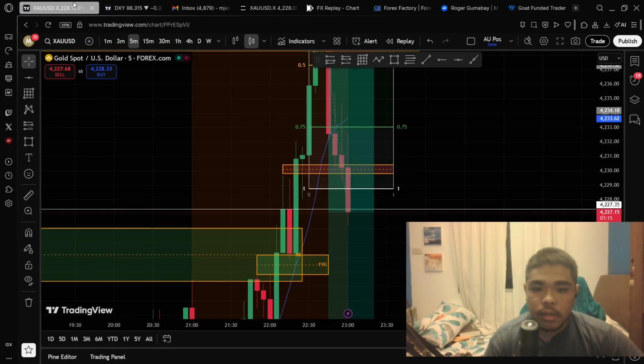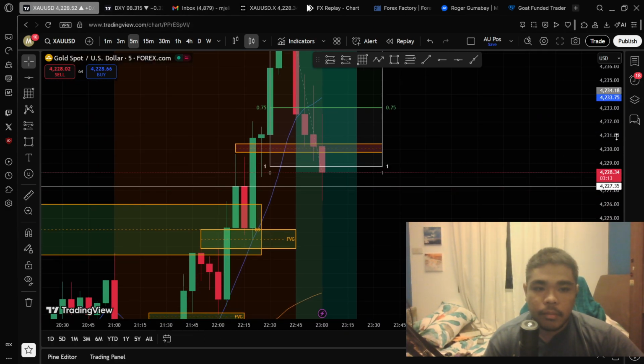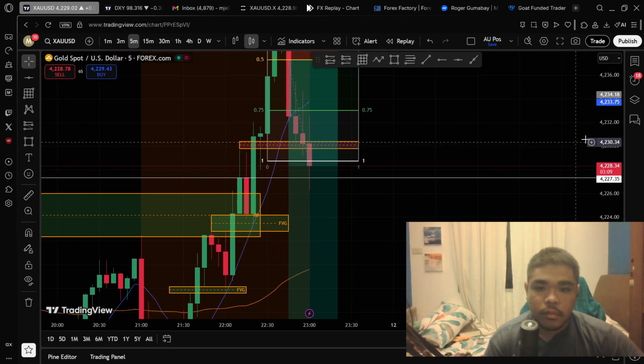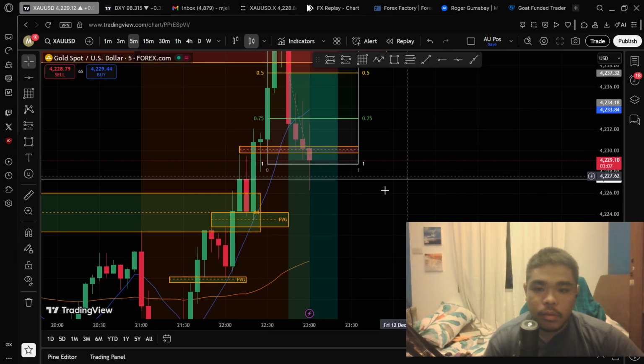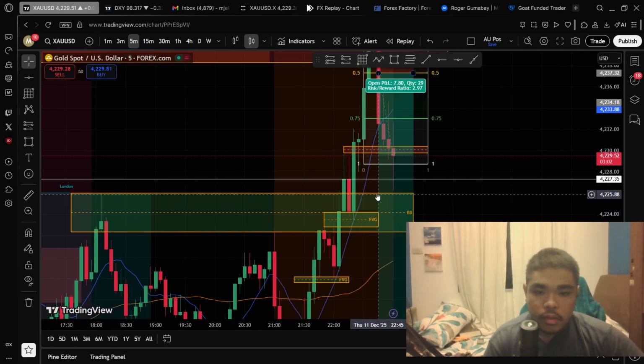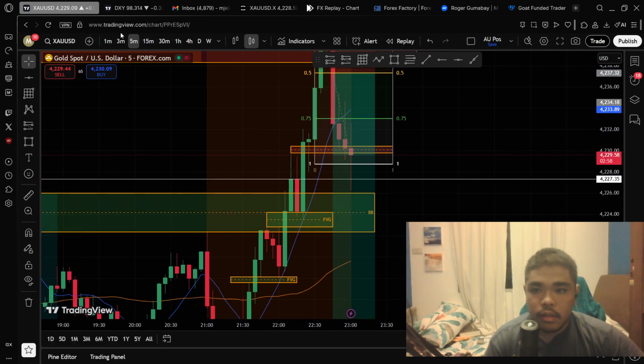DXY is still dumping, a bit of retracement. 5-minute candle hasn't closed below. You will just tap this breaker block right here. Possibly this level right here. That's why we're having this momentum right here.